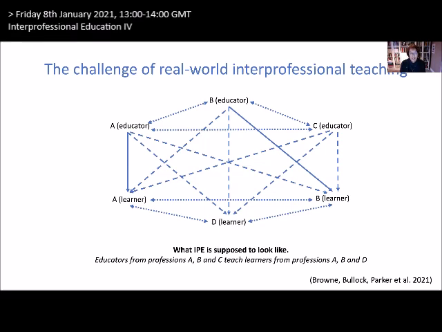You have educator A, who's still got their faithful students from Group A, but educator A is now having to cope with two different other educators from other backgrounds. And pity poor educator C, who has no students in the room with which they share a professional background. Similarly, if you look at the learners in Group D, they also have no educator in the room with whom they share a professional background. And so some of their understandings and expectations about what their learning is going to be like are going to be challenged. So this produces a very complex environment, and this is the environment in which we as interprofessional educators have to teach.